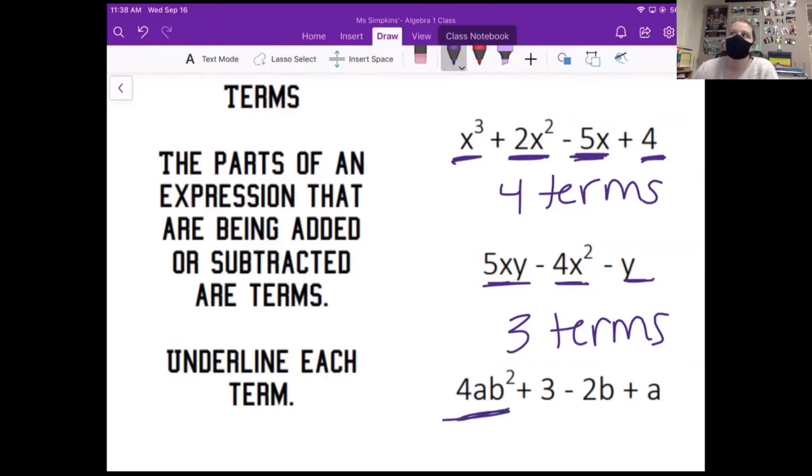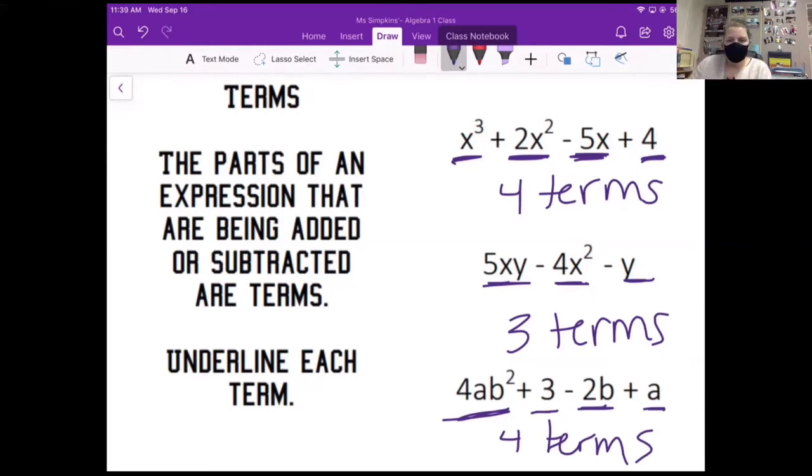4ab squared would be a term. 3, although small, is a term. 2b is a term, and a is also a term. So that one total has 4 terms. How do we feel? We feel like we can identify terms. Does anybody have any questions before I move on to the next word?